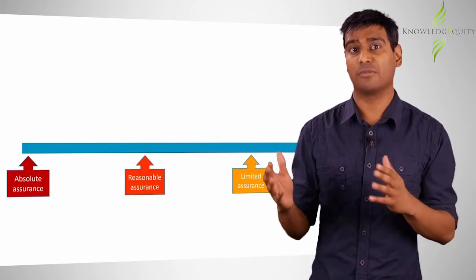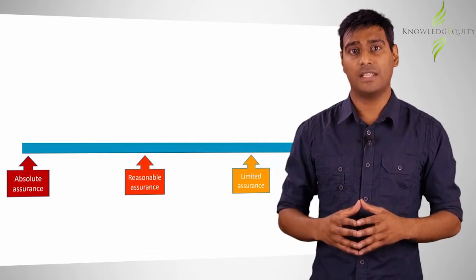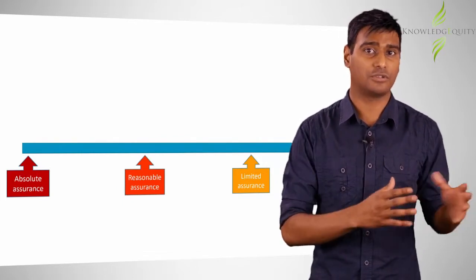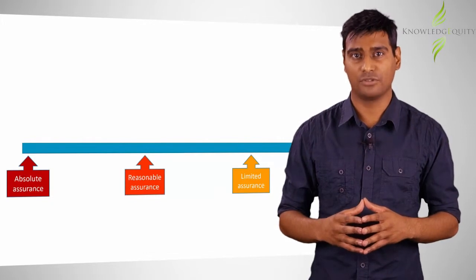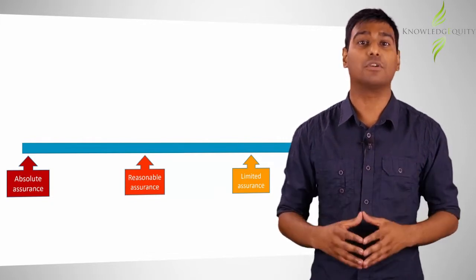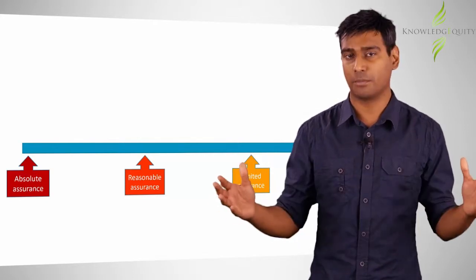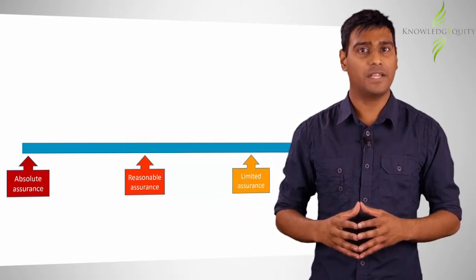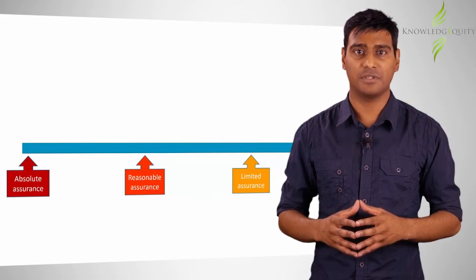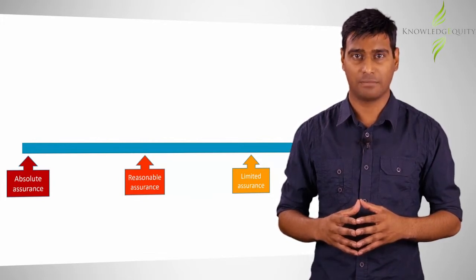Reasonable assurance engagements provide a high level of assurance. These engagements are closer to absolute assurance, but do not provide absolute assurance, since the practitioner tests items on a sample basis, then projects the results of the sample over the rest of the population. A common example of a reasonable assurance engagement is an audit of financial statements.